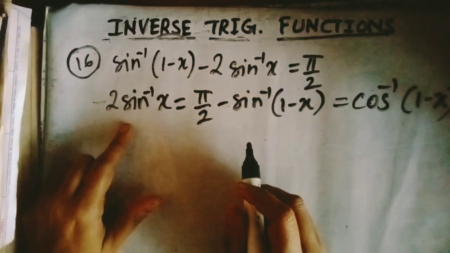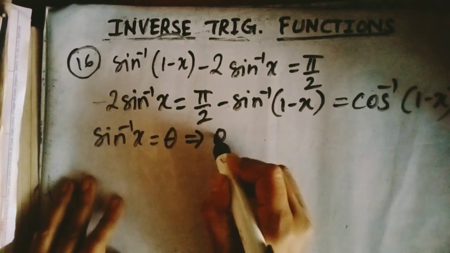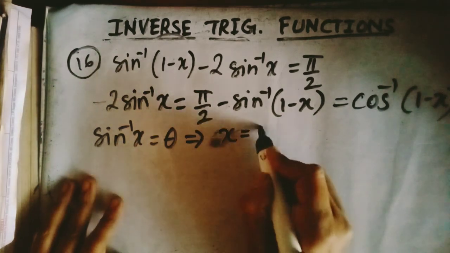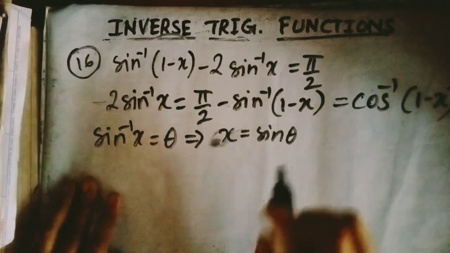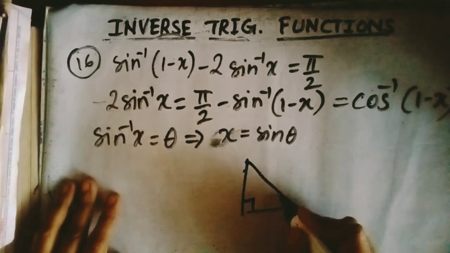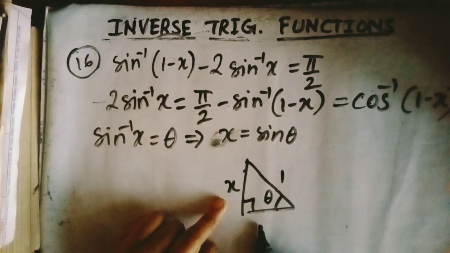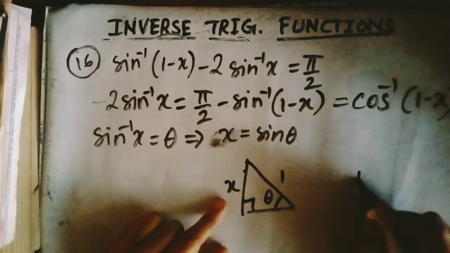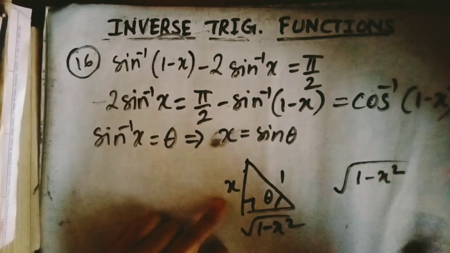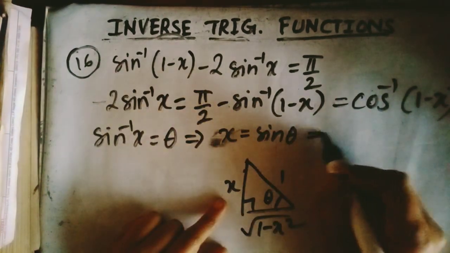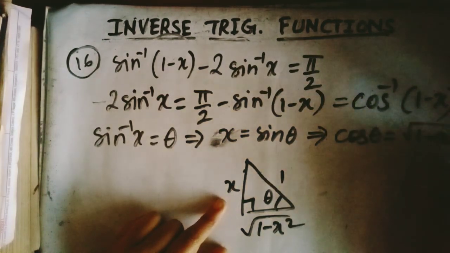Okay. Now substitute this sine inverse of x as some theta. So x will be sine of theta. So from this you have to find cos of theta. Again use the triangle method. So this is your theta, x upon 1 is given. So your adjacent side will be root of 1 minus x square, correct? So from this you can write cos theta, which is root of 1 minus x square.